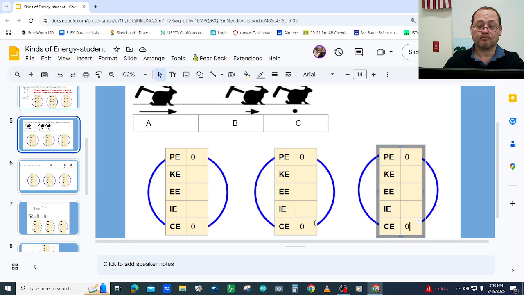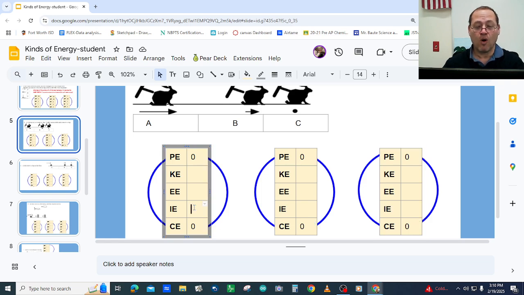Now let's assign 1% of internal energy on point A, and since it is already moving at point A and it has some energy on the spring, that's the one that makes it move, I can assign numbers to kinetic energy and elastic energy. Let's use even values, right? So we're gonna do 49 for kinetic energy and 50% for elastic energy. That adds up to 100.